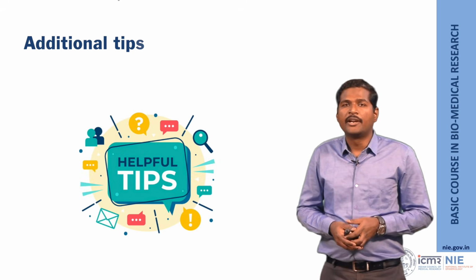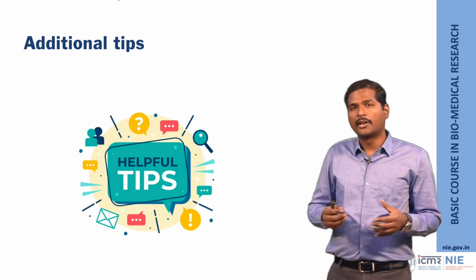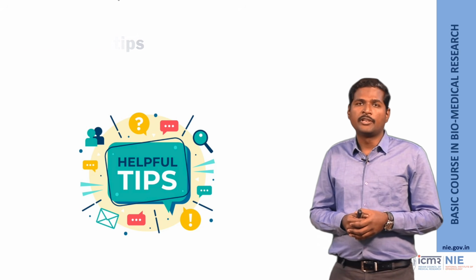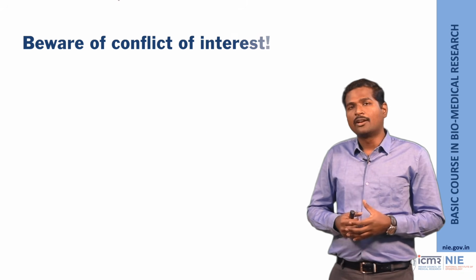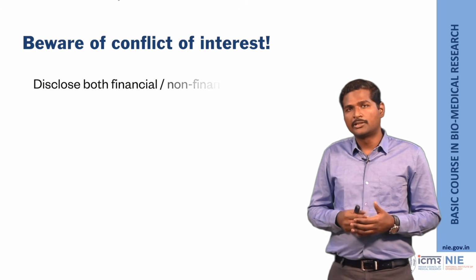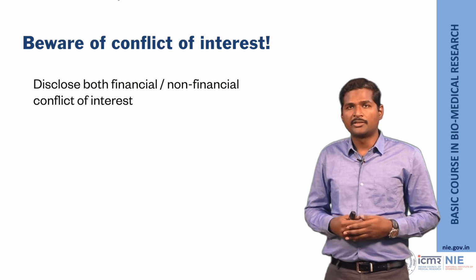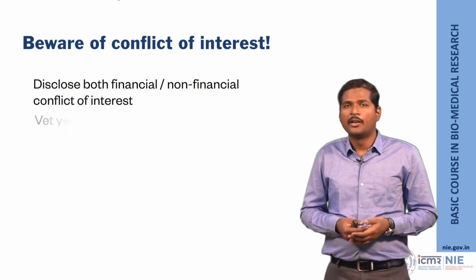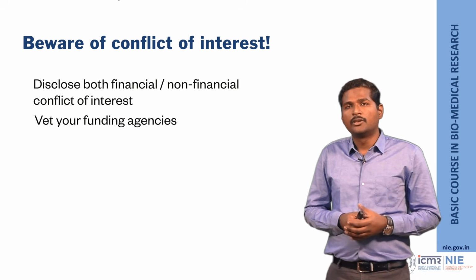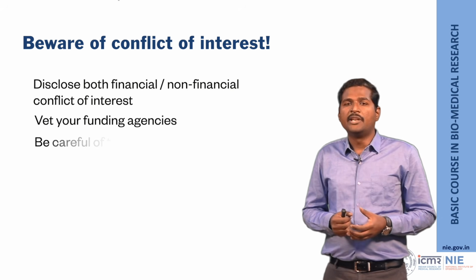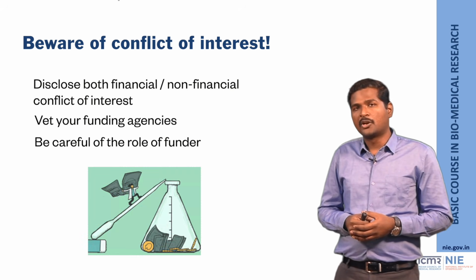Now I am going to provide you some additional tips on how to write a strong grant proposal. The first thing that I would want you to ensure is beware of conflict of interest. Disclose both financial as well as non-financial relationships between yourself and the funding agency. Vet your funding agencies. Make sure that the funding agency to which you are applying is reputable.